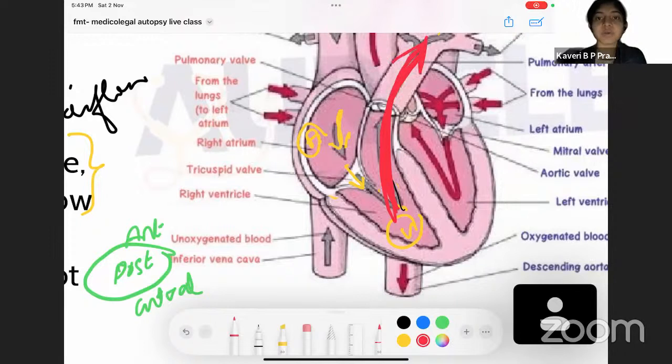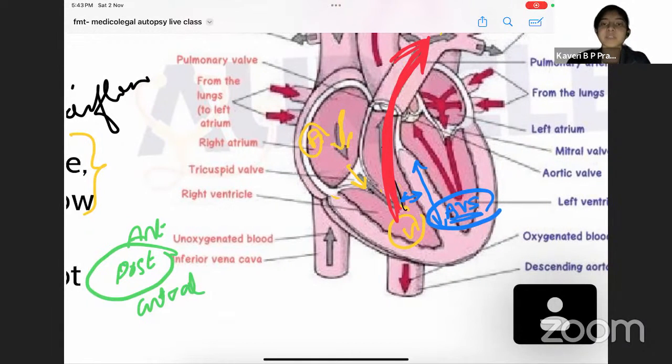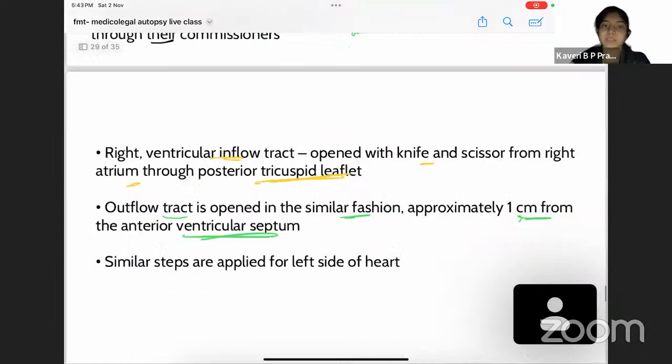So how do you cut it? All this entire blood vessel, the pulmonary artery and aorta, are closely adherent to the heart. So you make a cut 1 centimeter from the anterior ventricular septum. So this one that I'm showing with the blue arrow is the anterior ventricular septum. So 1 centimeter from that, you're going to make the outflow tract, cutting the aorta and the pulmonary trunk.